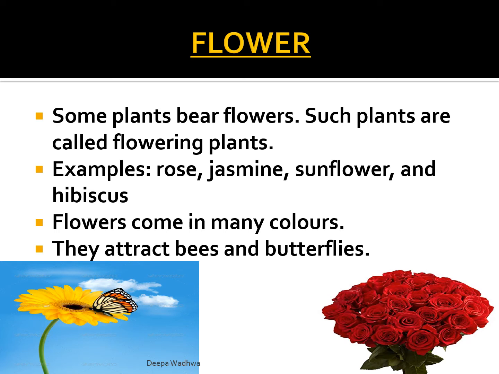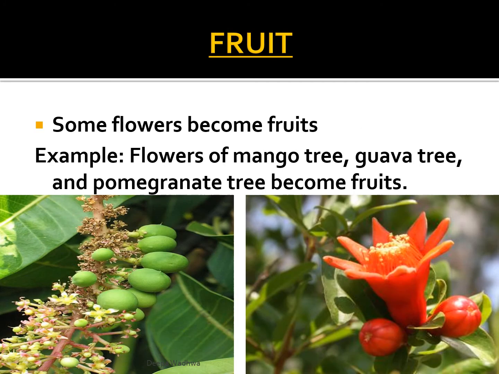Flowers are the most beautiful parts of the plant. They are of different shapes and colors. They attract bees and butterflies. We studied about flower as a part of plant. Have you ever heard that flower changes to fruit? Yes, you heard me right. Some flowers become fruits. Like flower of a mango tree turns to mango, pomegranate tree turns to pomegranate.